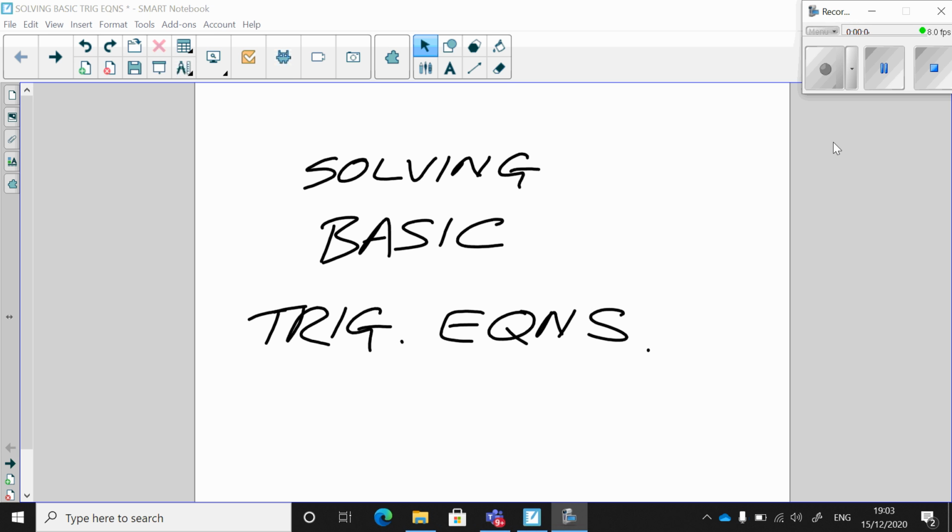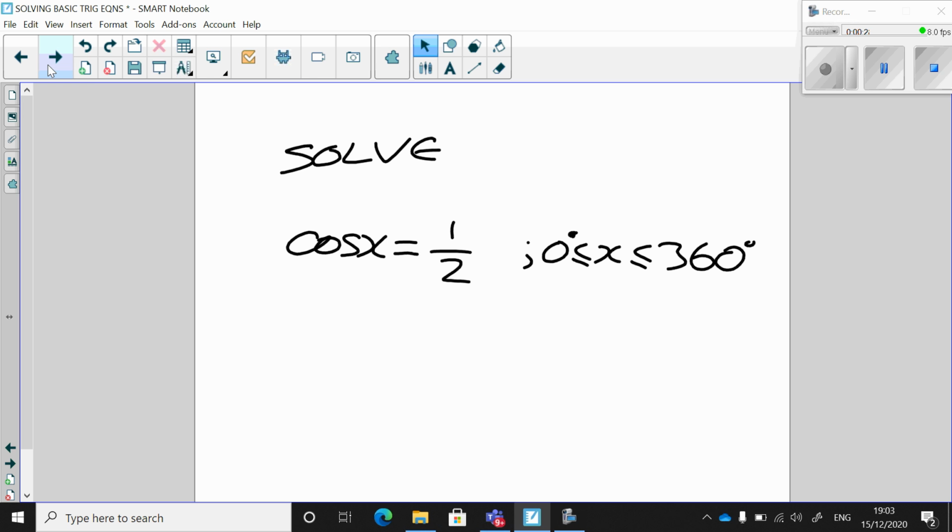So what we're going to do now, since we've looked at the quadrant check system, is go on to solve some basic trig equations. Initially, we'll just throw up some kind of trig equation here. Let's see what we got. Solve cosine of x equals a half.